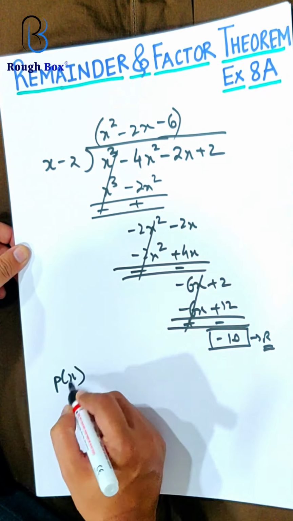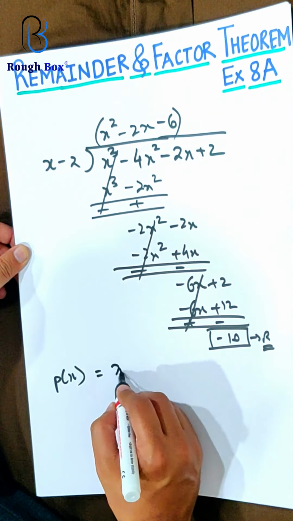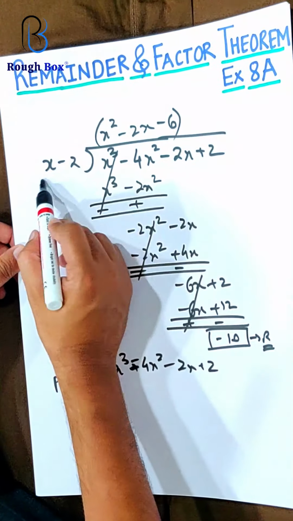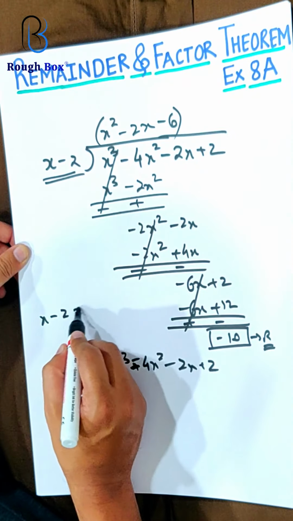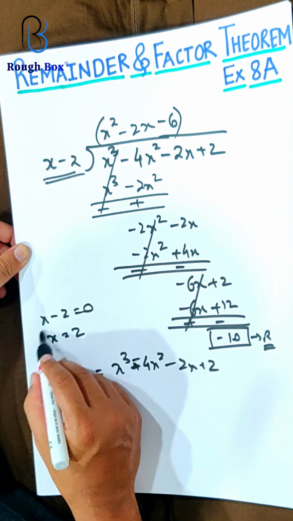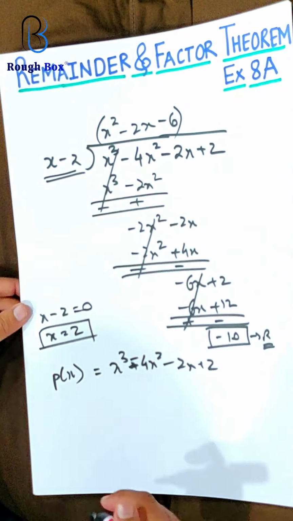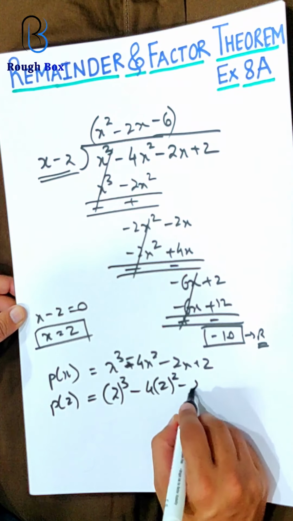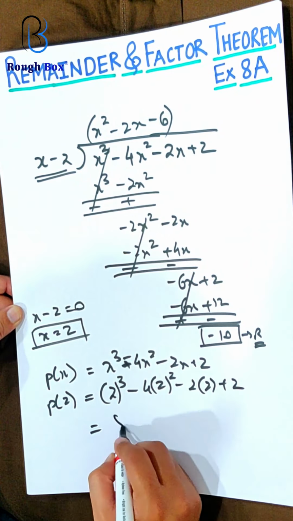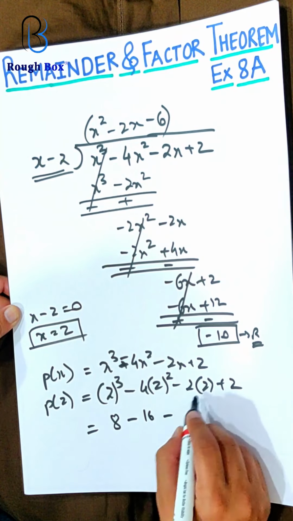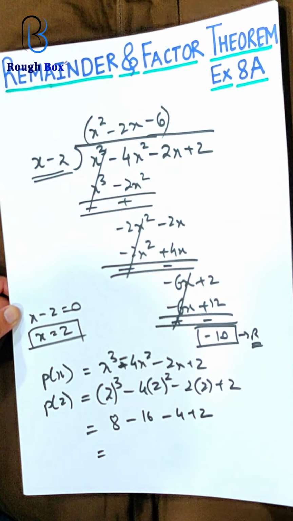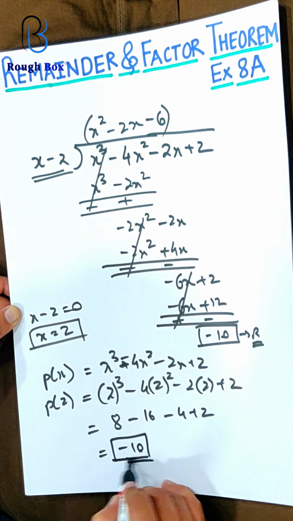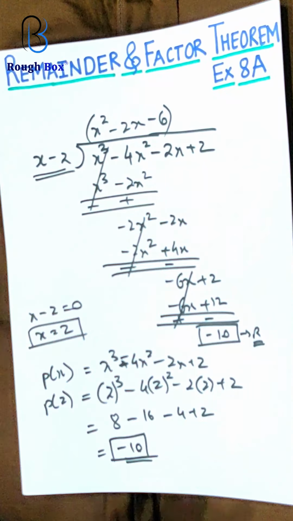So you take p of x, that is this entire expression, the polynomial, and take this x minus 2 equals to 0, the divisor. So you get the value of x as 2. Substitute the value of x in this polynomial. So I get 8, 4 4s are 16, 2 2s are 4 plus 2. So 8 minus 20 and 10. So the answer should be minus 10. So if you see, I get the same remainder without actually doing so much of effort.